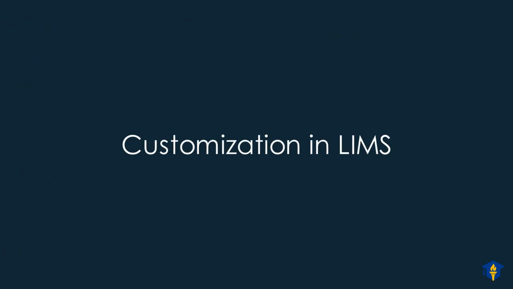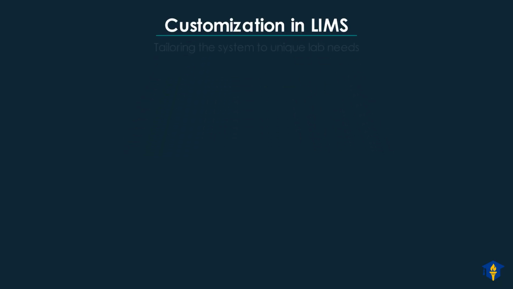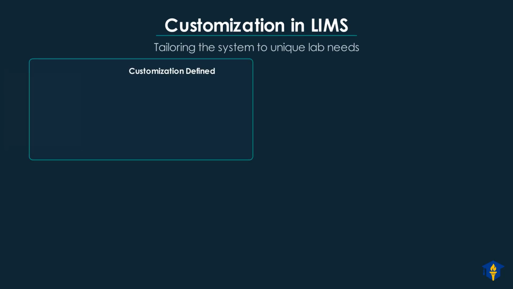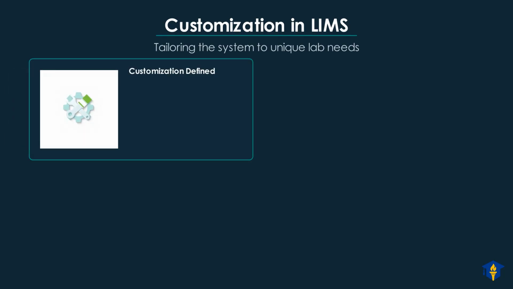We'll now explore customization within LIMS, a key aspect of tailoring the system. The main purpose is to tailor the system precisely to meet the unique needs of each laboratory. Let's define customization in the context of laboratory information management systems. It refers to any modification made to adapt the LIMS to your lab's specific requirements. Customization can range from simple configuration adjustments to more complex underlying code changes.